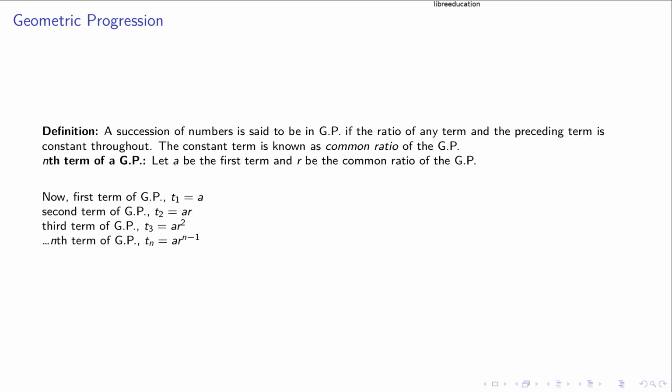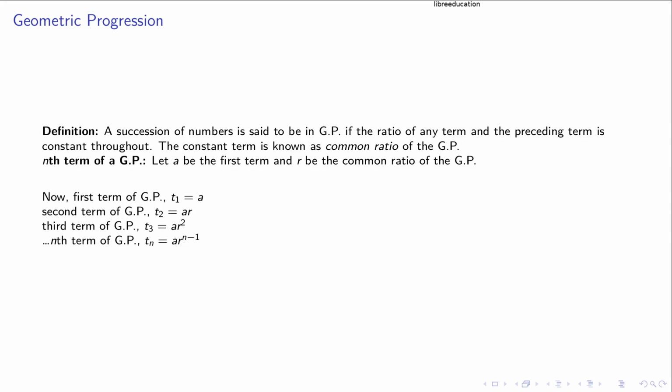The definition is that a succession of numbers is said to be in GP if the ratio of any term and the preceding term is constant throughout. Now, for AP, it was difference, and for GP, it is ratio. Now this constant term is known as the common ratio of the GP.